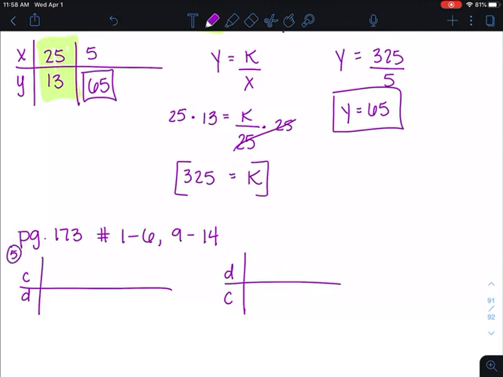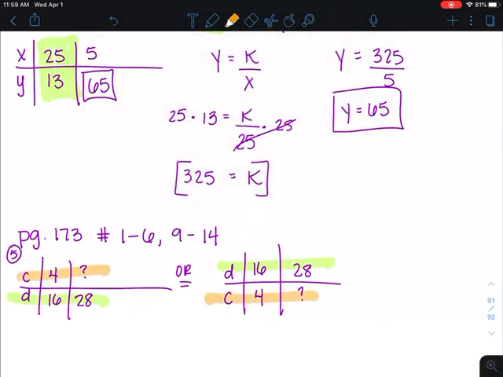So for number 5, for example, let C and D be directly related such that D equals 16 when C equals 4. So find C when D is 28. So as long as you match it up, so 16 and 28 have to match with the letter D, whereas 4 and what you're solving for has to match with C. So either way would work. Just make sure you keep these together and then keep these together.